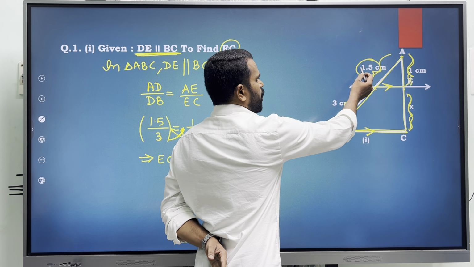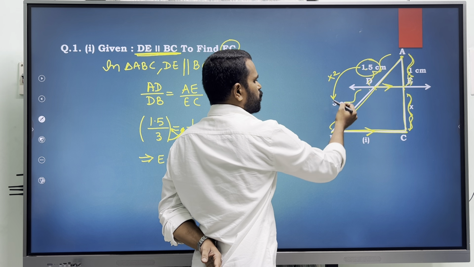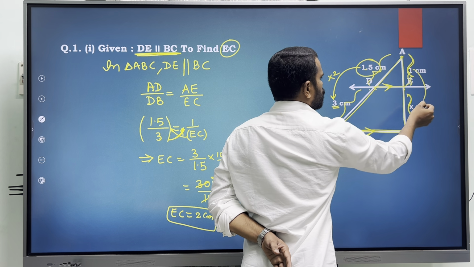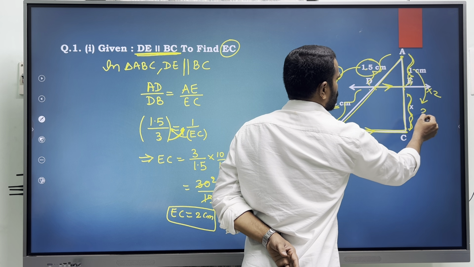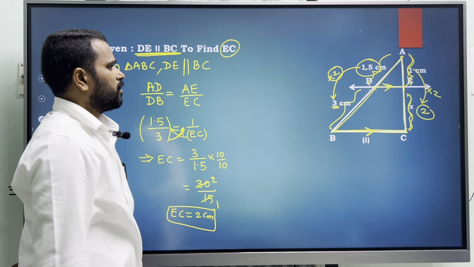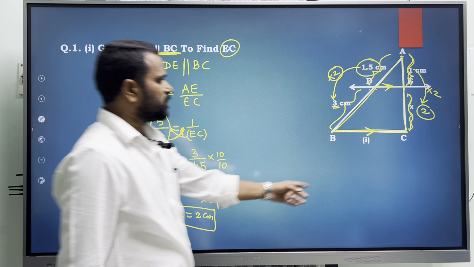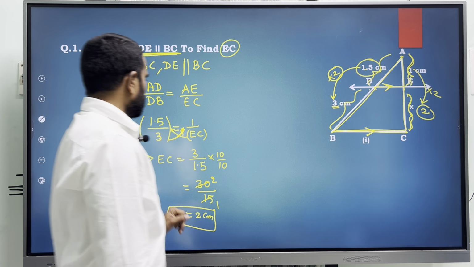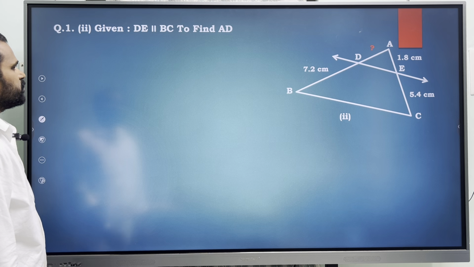See here, this is 1.5. This has become how much? 3. So 1.5 into 2 becomes 3. So 1 into the same multiple, 2, becomes how much? 2. Isn't it? So this answer is 2. Yes. This is the required solution. Let us move to the next question.